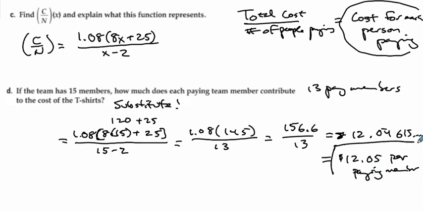So this is your answer: $12.05 per paying member. And the way they have it set up, honestly, if you can just remember how to work with tax and all that, it's a pretty straightforward problem.